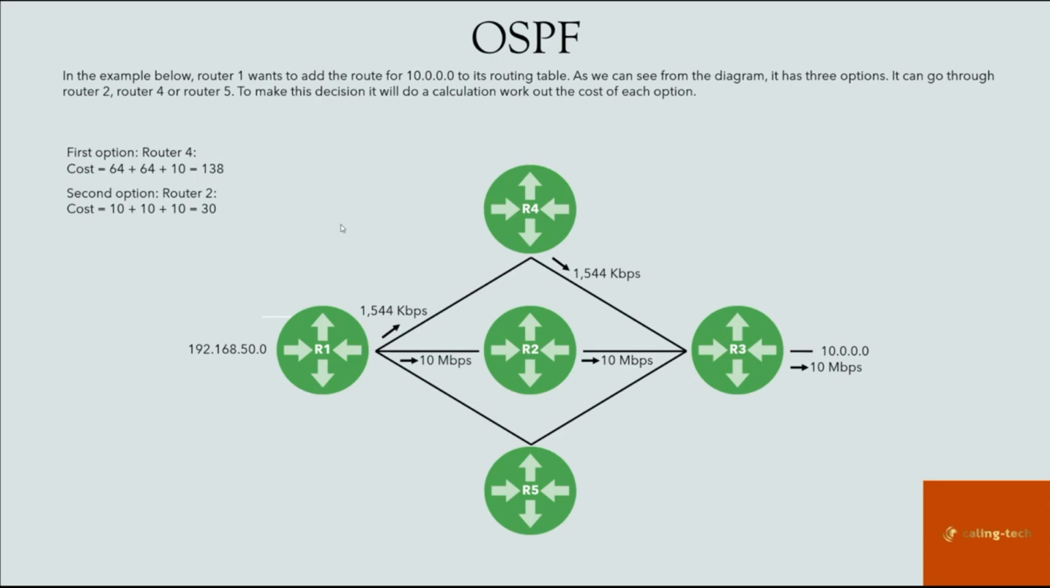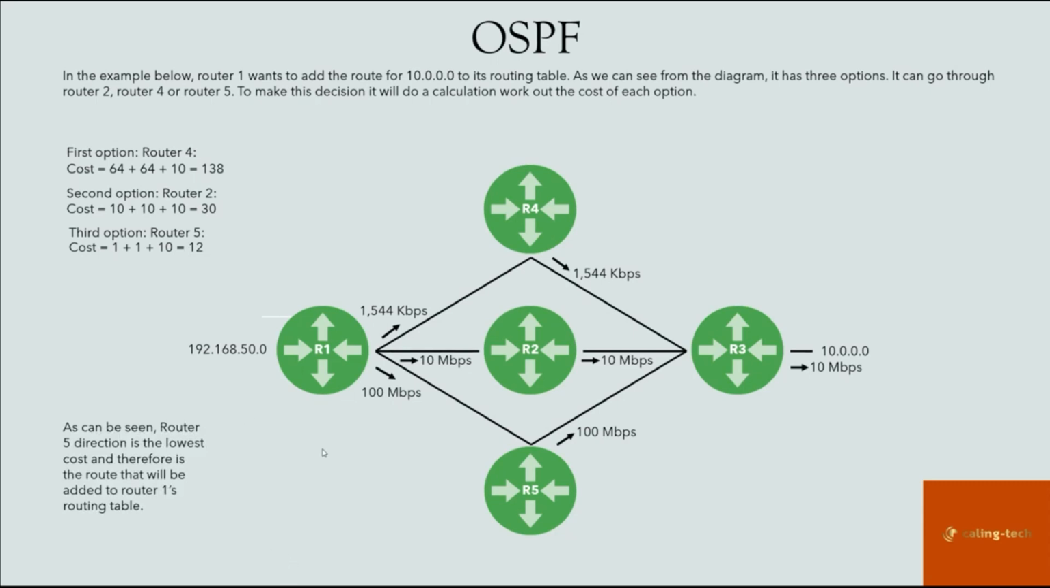And now let's take a look at the third option, which is through router 5. Between router 1 and router 5, we have a 100 megabit link. Between router 5 and router 3, we have a 100 megabit link, and from router 3 to the network, we have a 10 megabit link. So that gives us from router 1 to router 5 a cost of 1, from router 5 to router 3 a cost of 1, and from router 3 to the network a cost of 10, which gives us an overall cost of 12.